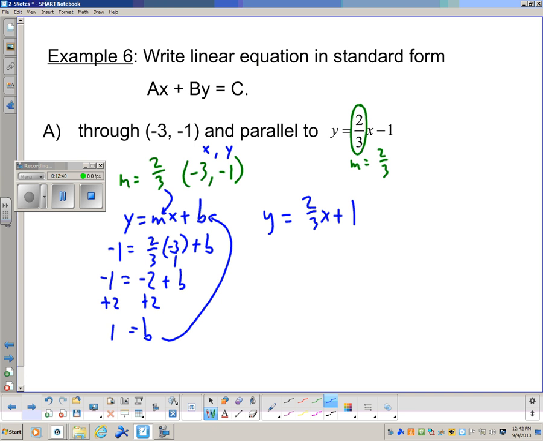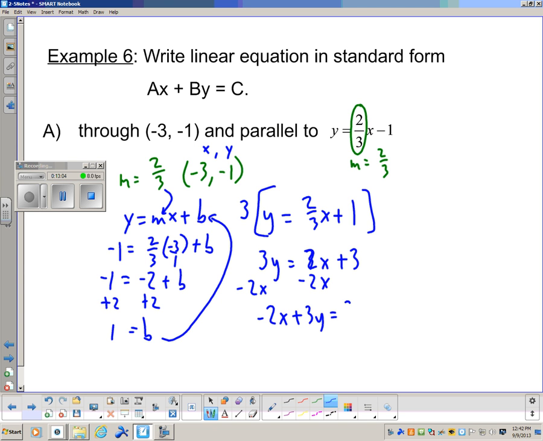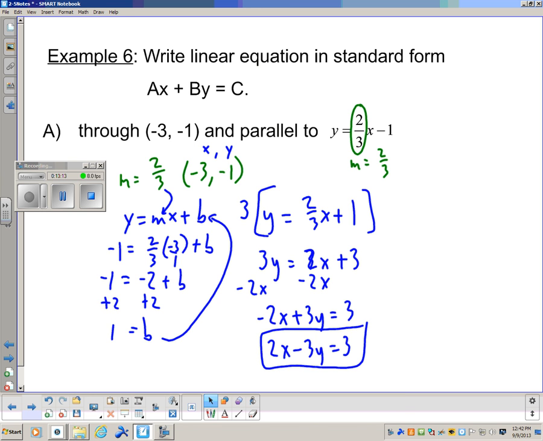And then it says in standard form up there at the top. So standard form, I need to get rid of that 3 down there in the bottom of that 2/3. So I'm going to multiply everything through by 3. So I get 3y equals 2x plus 3. Bring my 2x on the other side. So -2x plus 3y equals 3. And then change the signs here. So 2x minus 3y equals 3. So there's my nice equation.